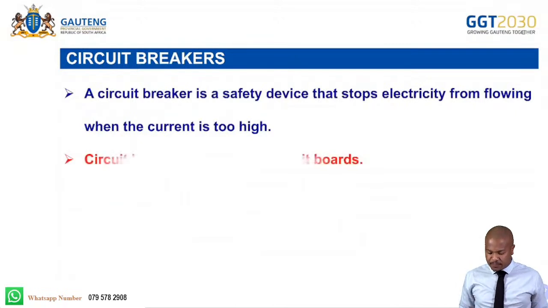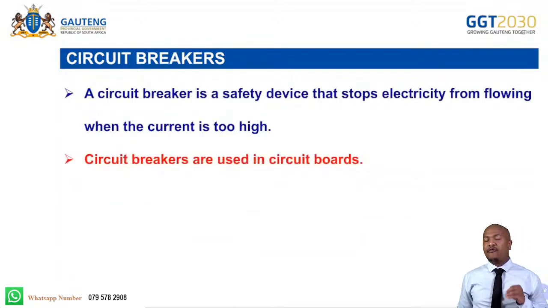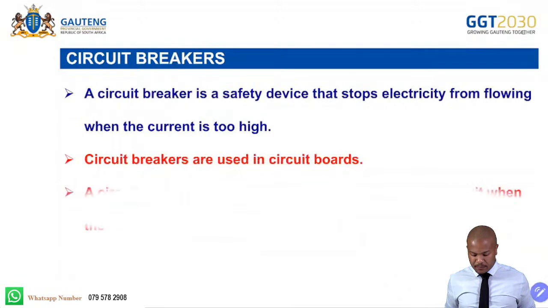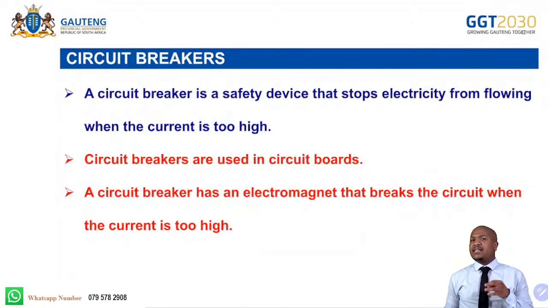But how do they do that? Firstly, we find circuit breakers in our houses. They are found in our houses, and we can see them in our circuit boards. A circuit breaker has an electromagnet that breaks the circuit when the current is too high. So it is a type of magnet, but that has what? A coiled wire, to control the flow of electricity.